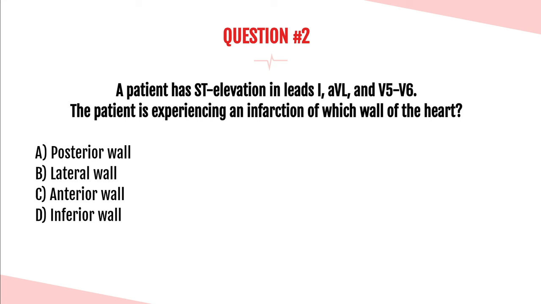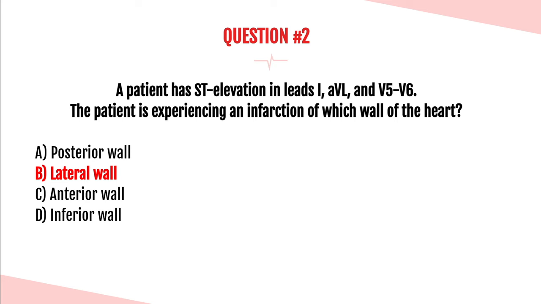And the answer is B, the lateral wall. This question is pure memorization. If you have not memorized which walls of the heart are associated with which leads of elevation, consider this a friendly reminder to do so.